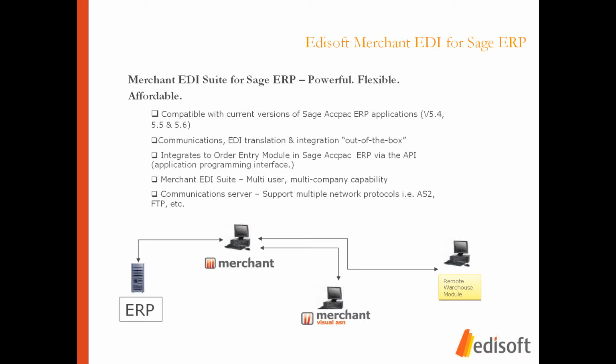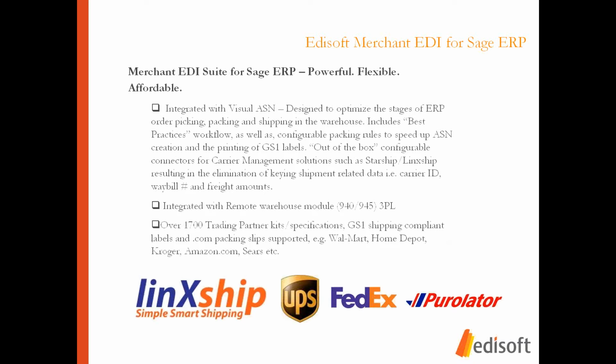In addition, the suite itself is multi-user and multi-company in terms of licensing. The communication module itself supports multiple network protocols, such as AS2, FTP, and a number of proprietary VAN communication protocols. In addition, we have an ASN module that integrates directly with the Merchant Suite, which is designed to optimize the various stages of ERP order picking, packing, and shipping in the warehouse.